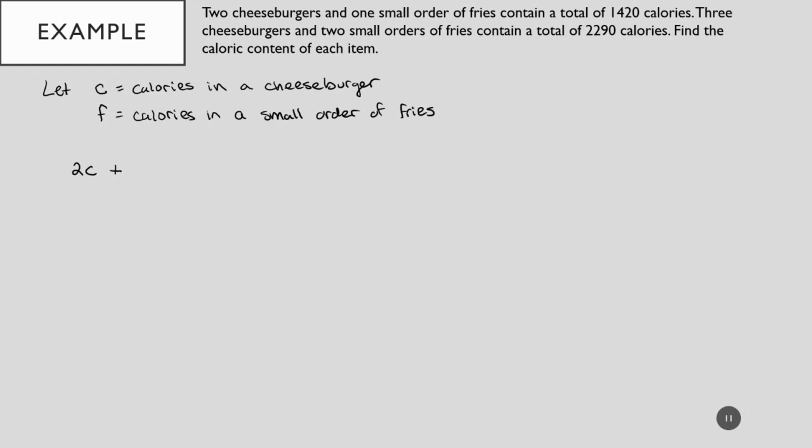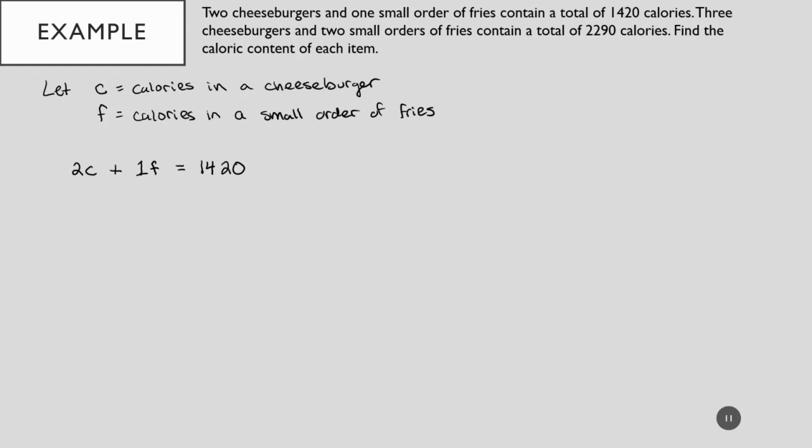And so we're adding in 1 order of fries, so 1F. And the number of calories here is 1,420. If you think of it with the units, it makes sense. The number of calories in a cheeseburger multiplied by 2 because we have 2 cheeseburgers. So that gives me the total calories in cheeseburgers. And then 1 times F, we're adding in the calories from 1 order of fries. And so that gives us our total calories.